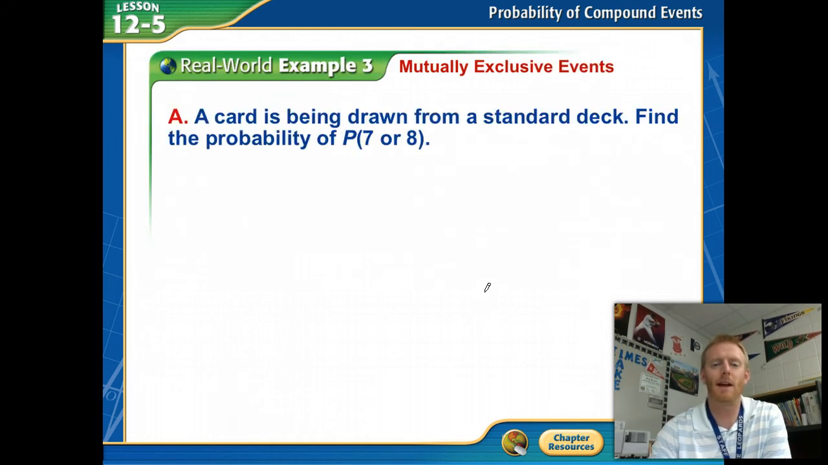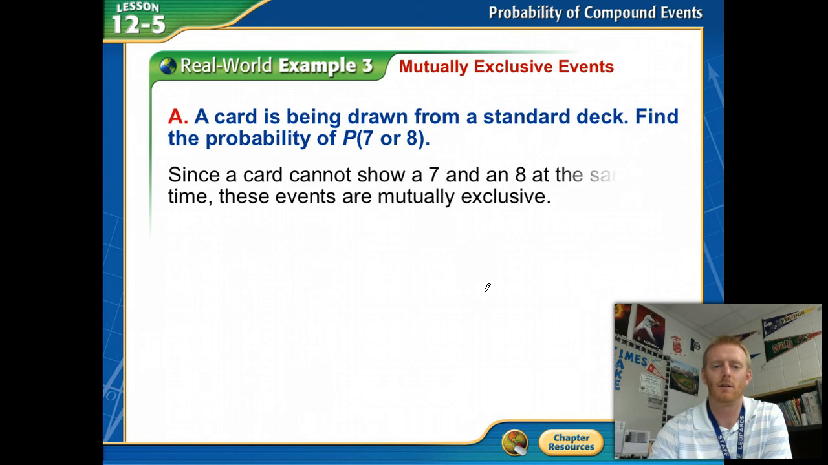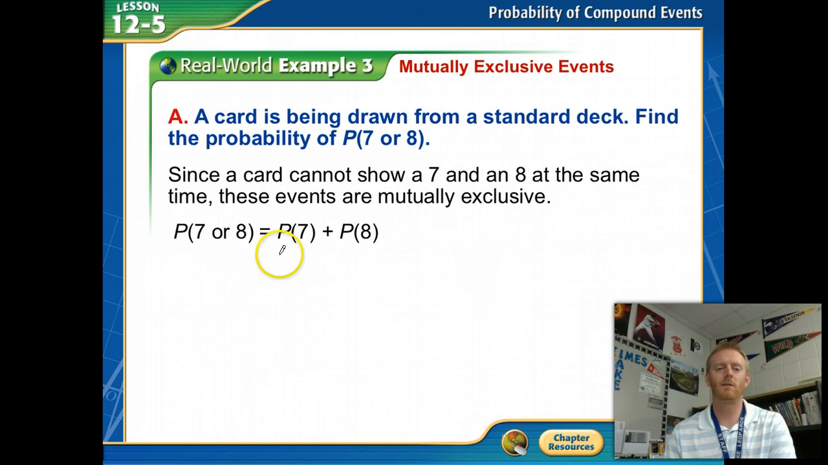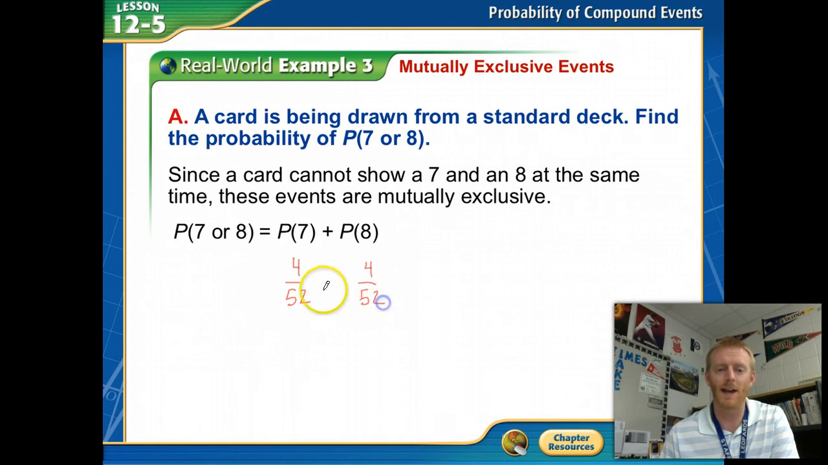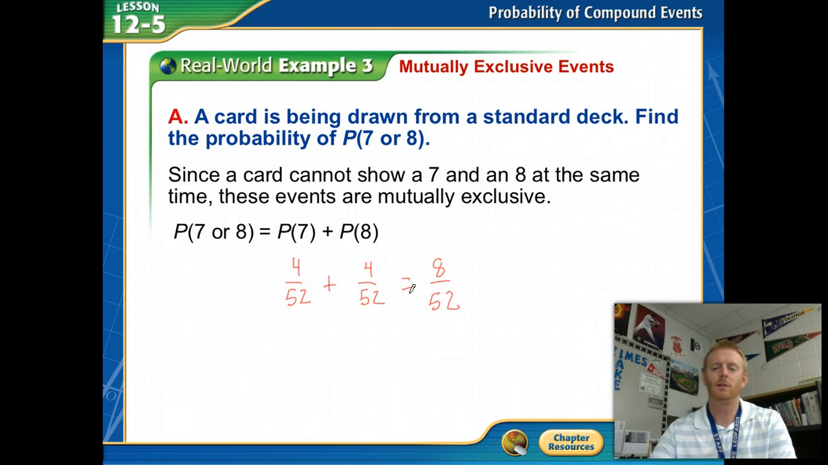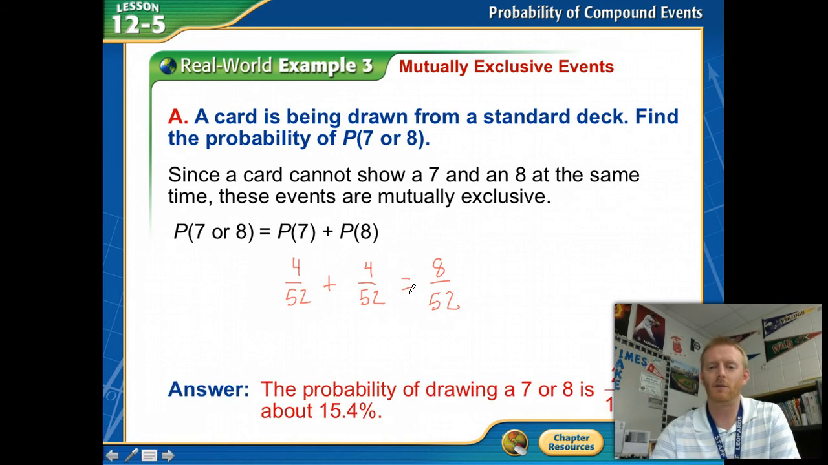So if we have a standard deck of cards, because these things cannot be drawn at the same time, they are exclusive events. So the probability of me drawing a 7, there's 4 suits, which means there's 4 different 7s out of the 52. And that means there's also 4 out of the 52 that are 8. We add them together, we get 8 out of 52.